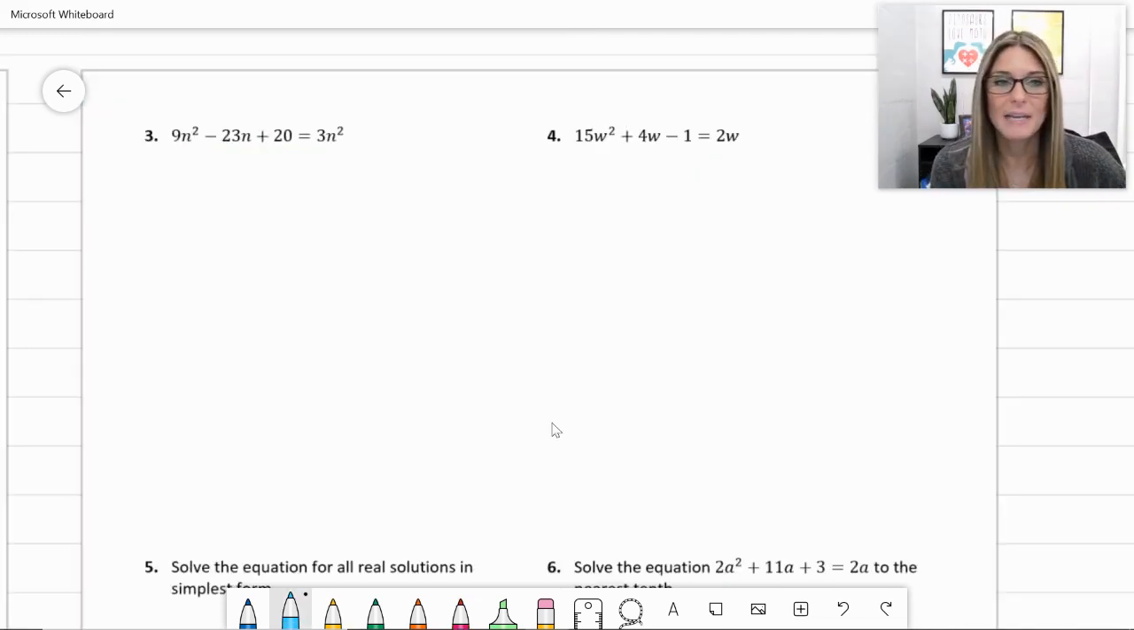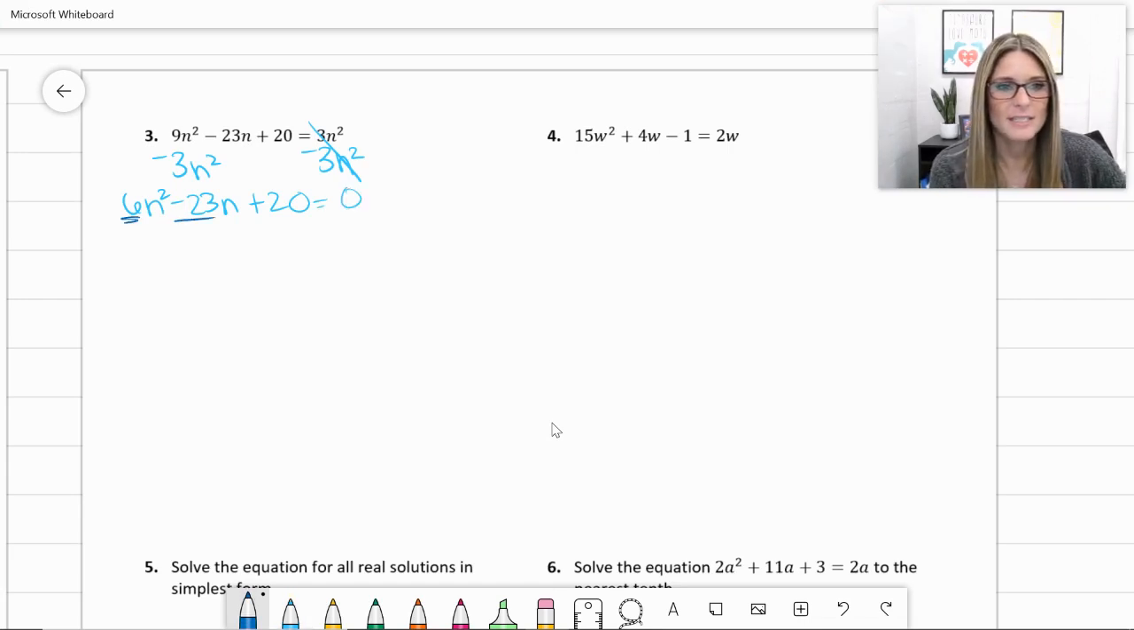Number 3, you're going to do the same thing. First, we've got to set it equal to 0. We've got it equal to 3n squared right now. Subtract 3n squared over to the other side. I'm going to get 6n squared minus 23n plus 20 equals 0. Now that I'm in standard form, my a value is 6, my b is negative 23, and c is 20.